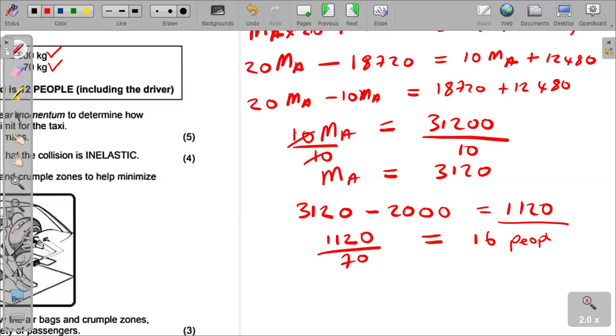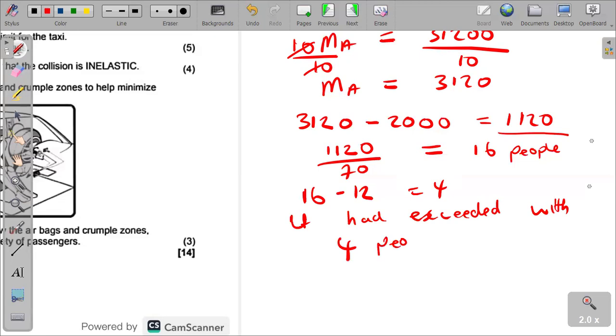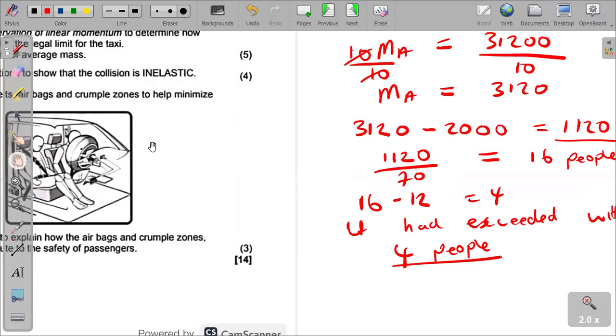So if there were 16 people, and the taxi is supposed to carry how many people? 12. So they had exceeded with how many? Therefore, 16 minus 12 will give us 4. So it means it had exceeded with what? With 4 passengers. So we can indicate that now. It had exceeded with 4 passengers, 4 people, right? So this is the number of the people who had exceeded. It caused the taxi to be overloaded. And let's go to the next question.